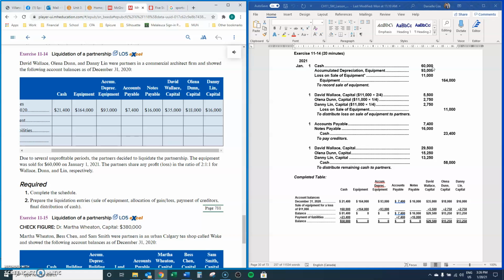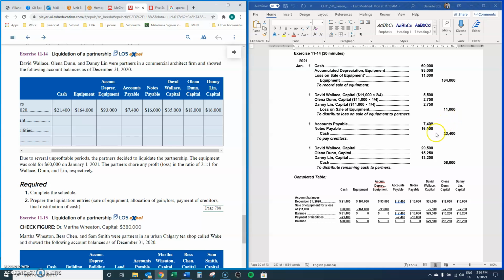So the first entry was to record the sale of the equipment. So they received $60,000 in cash. We reduce our equipment account to 0, so we credit the account $164,000. We reduce accumulated depreciation to 0, so we do a debit of $93,000, and we record the $11,000 loss on the equipment. Then the loss is shared here between the 3 partners. We record the respective amounts as a debit to their capital accounts because it's effectively reducing their capital account, and we're clearing out then crediting the loss on the sale of the equipment.